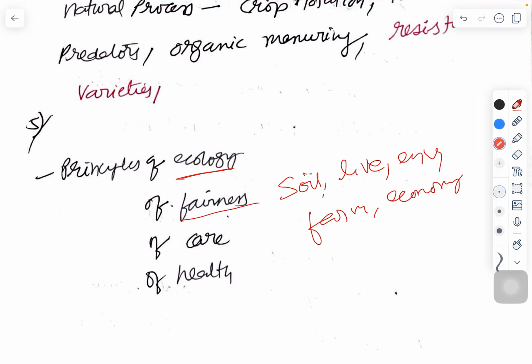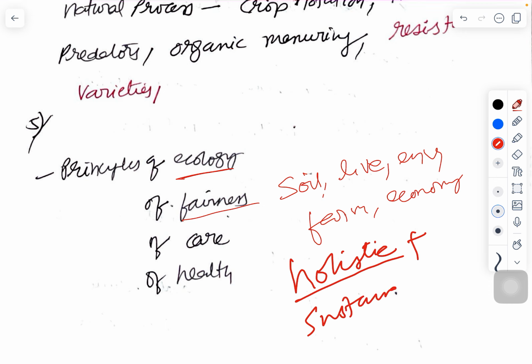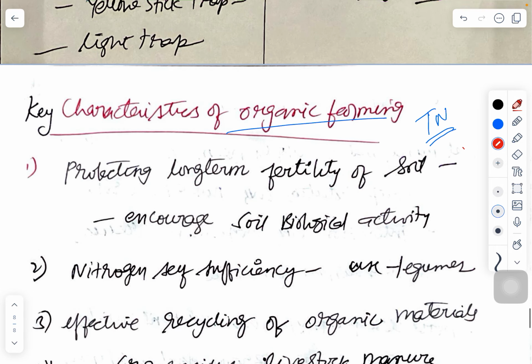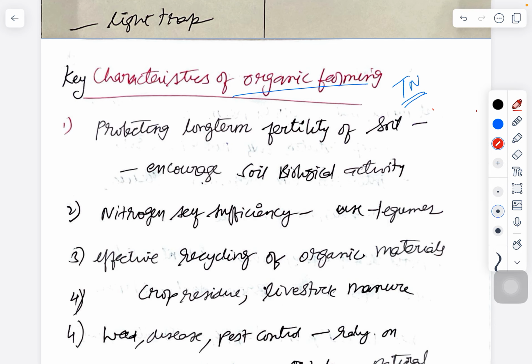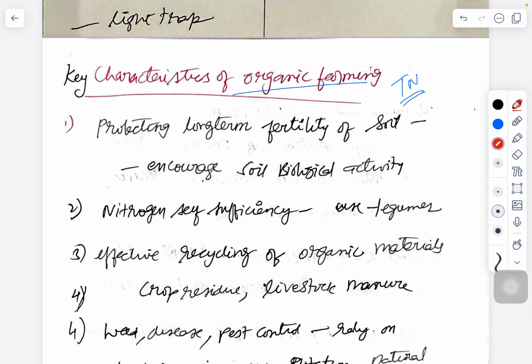So organic agriculture is a holistic plus sustainable approach, which looks into almost all aspects of agriculture. Keeping those things in mind, I will be speaking about some of the characteristics of organic farming. The major focus of organic farming is the soil. I will just brief these key characteristics, then we'll speak more on that.